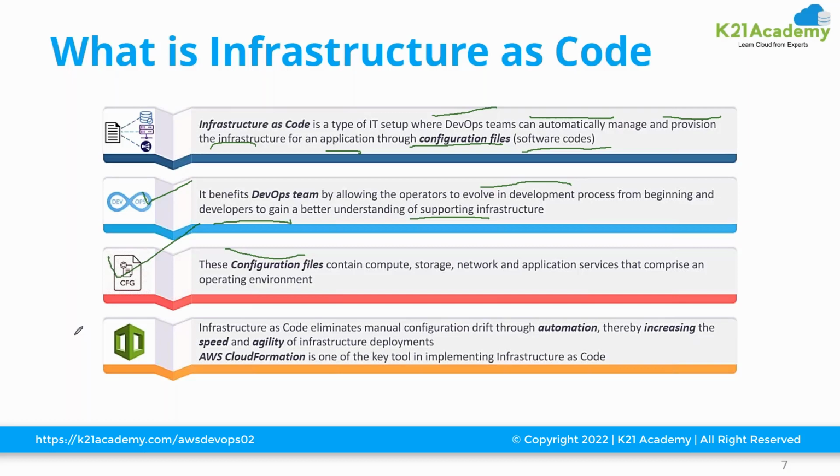Now, when you start doing it manually, it is always prone to errors, right? Manual errors, because you might not remember what the configuration of one particular service was, how it has to be integrated, how it has to be done. You might have proper documentation, you might follow the steps and do it, but still, human negligence or human error is pretty vital. So what happens with infrastructure as code is that it will eliminate the manual configuration drift through automation, thereby increasing the speed and agility of your infrastructure deployment.